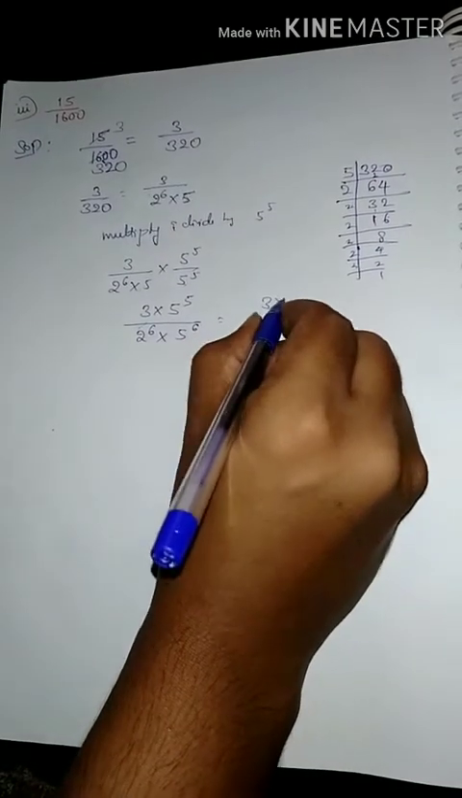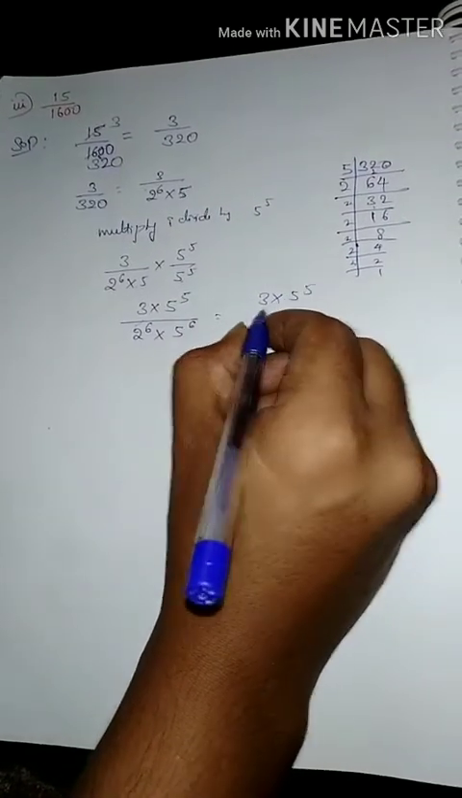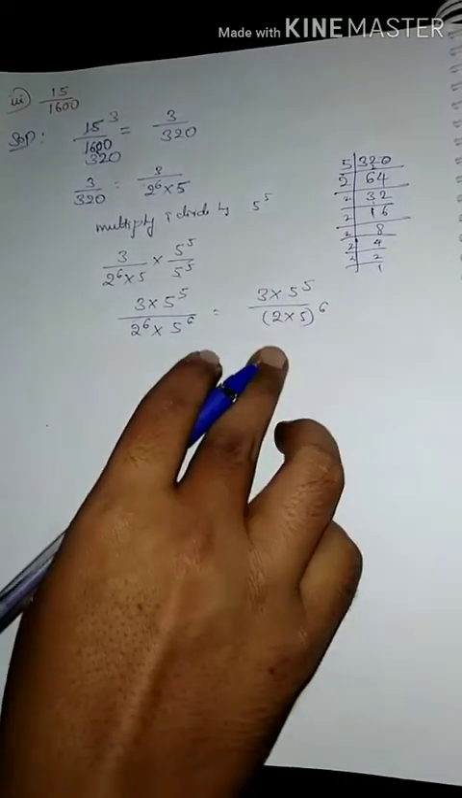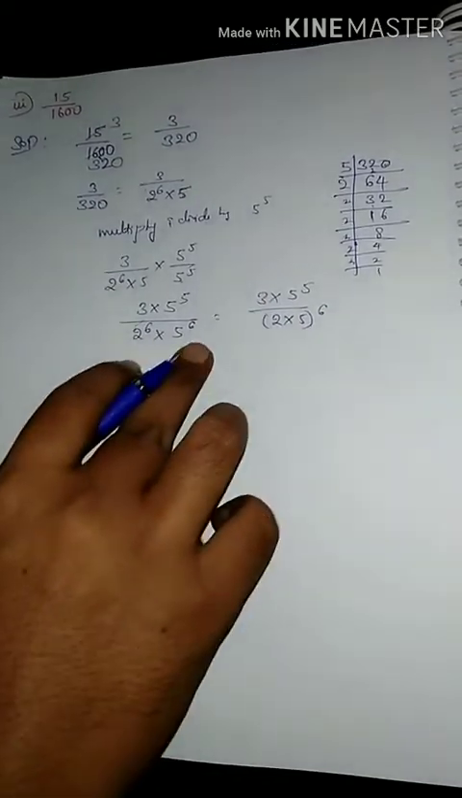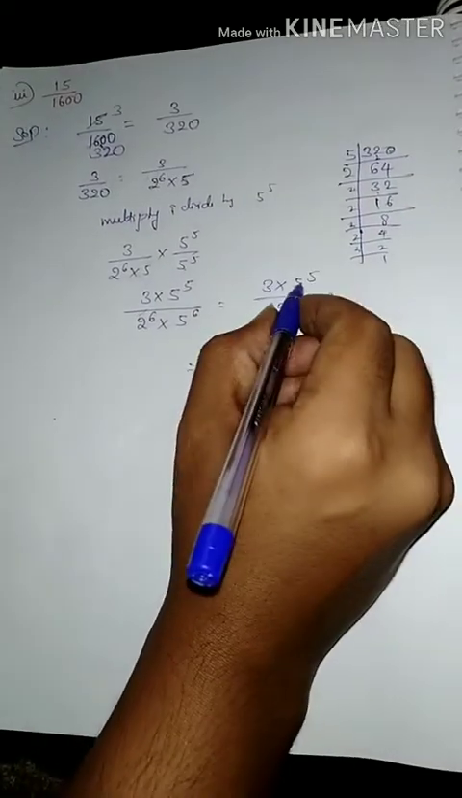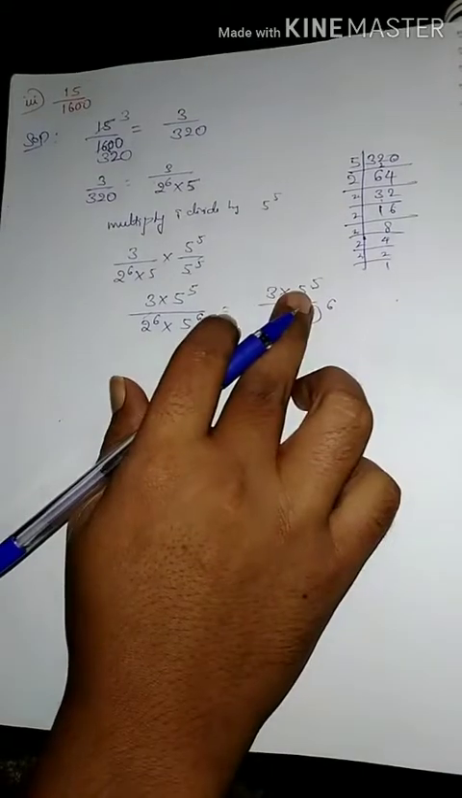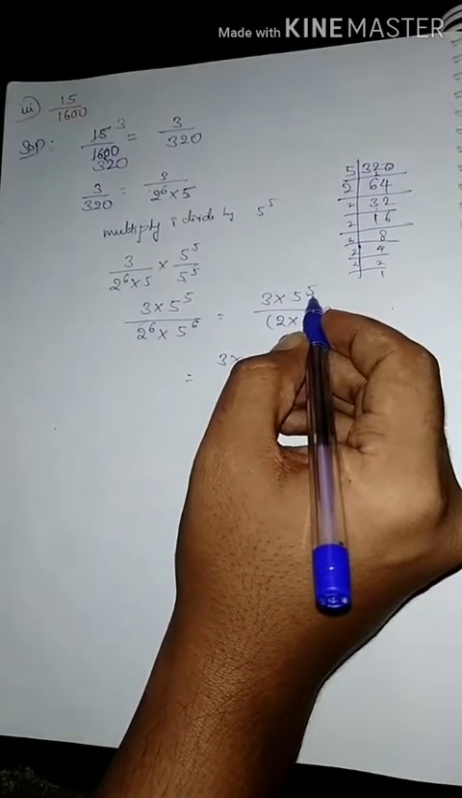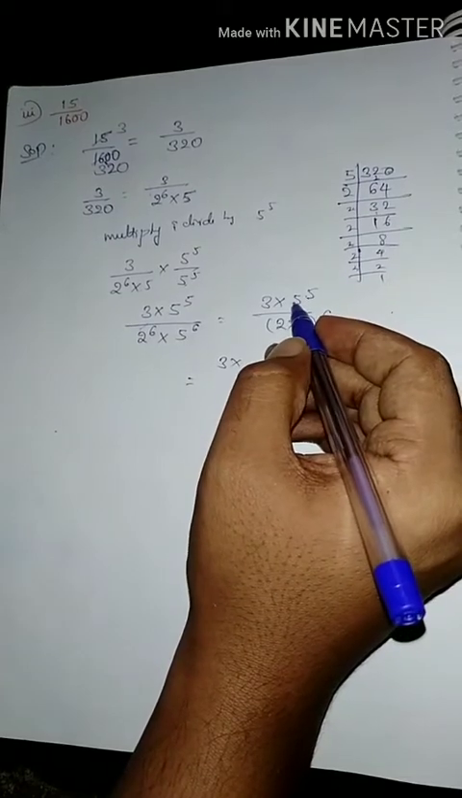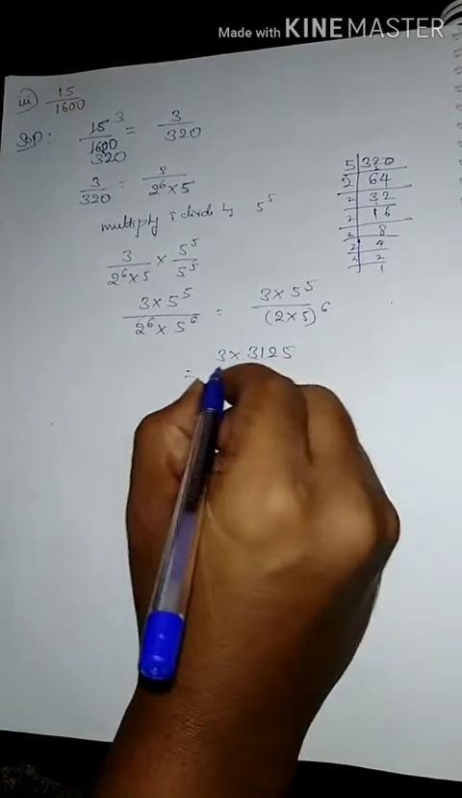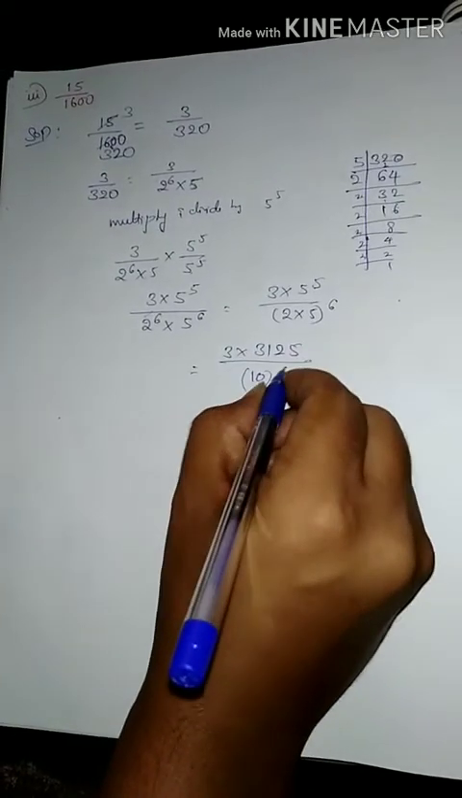So 3 into 5 to the power 5 divided by 2 into 5 whole to the power 6, because we know that a to the power m into b to the power m is equal to a into b whole to the power m. 5 to the power 5 is nothing but 5 5 is 25, 25 5 is 125, 125 5 is 625, 625 5 is 3125, so 3125 divided by 10 to the power 6.